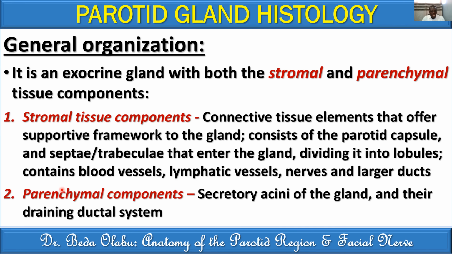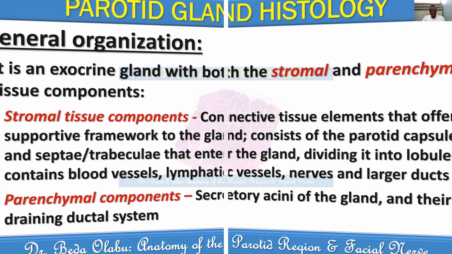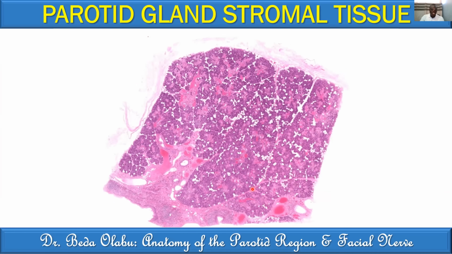Then you have the parenchymal tissue components. The parenchymal tissue components refer to the secretory acini of the gland as well as the ductal system. And there's something called the salivon that we're going to describe shortly. Let's begin with the stromal tissue elements of the parotid gland.